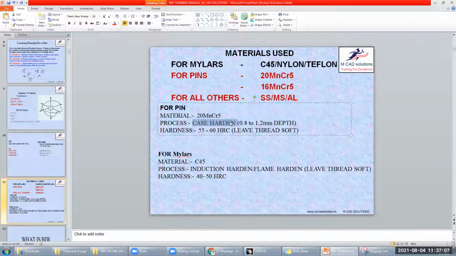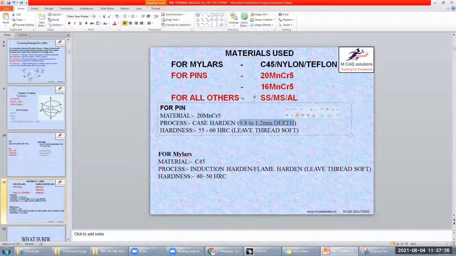This hardening process is case hardening, which means hardening up to a certain depth, 0.8 to 1.2 mm depth. Because if you go for through hardening, hardening means, a simple example, we are heating the part to a particular temperature and suddenly cooling it, quenching.